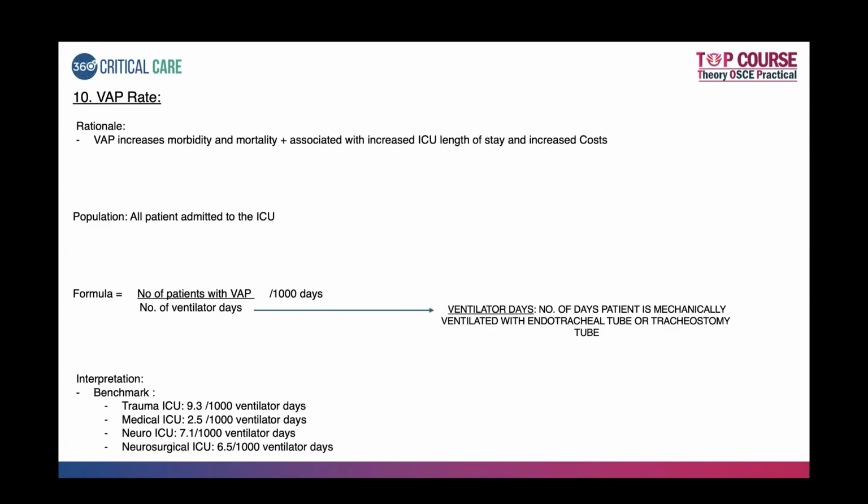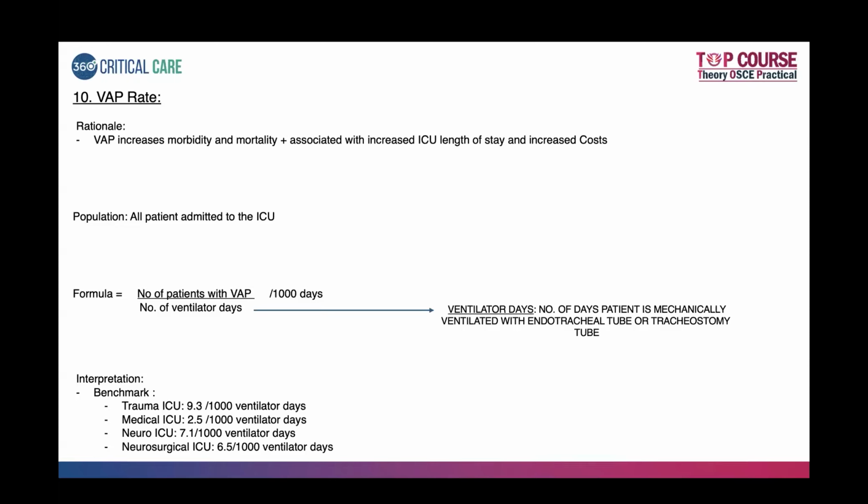So the number of ventilator days is the number of days the patient is mechanically ventilated with either an endotracheal tube or a tracheostomy tube. Now, how do you go about ventilator days? It is almost similar to the number of bed days or occupied bed days. So you have a 10-bedded ICU and you have about 6 patients. In that, 3 patients are on mechanical ventilation through an endotracheal tube. So those 3 patients at the midnight census are taken as a number of 3.